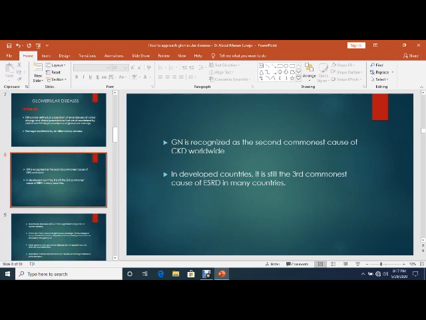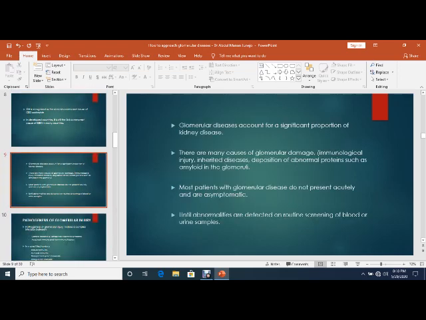GN, glomerulonephritis, is recognized as the second commonest cause of chronic kidney disease worldwide as well as in Pakistan. In developed countries, it is still the third commonest cause of end-stage renal disease in many countries. So these glomerular diseases account for a significant proportion of kidney disease, because a major portion of the kidney disease belongs to glomerular disease.